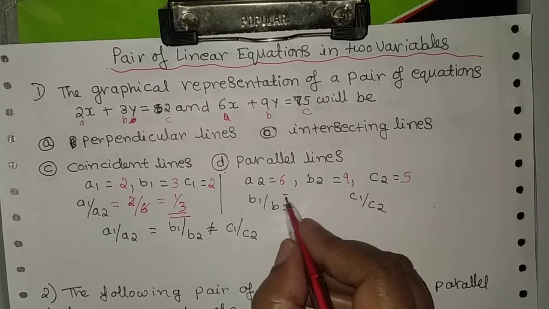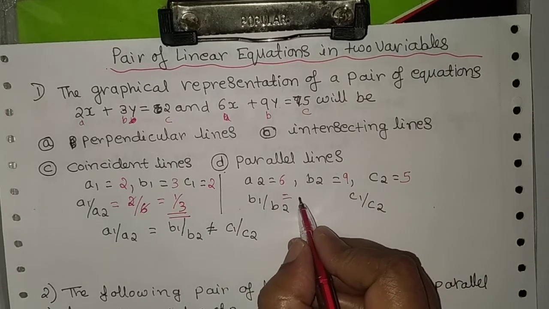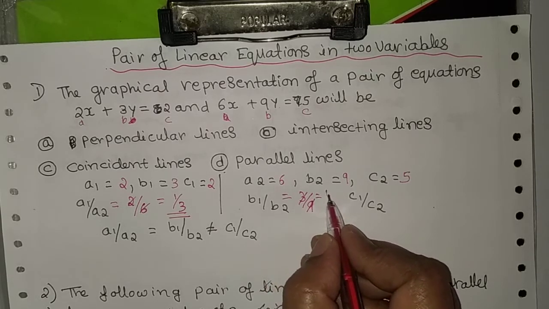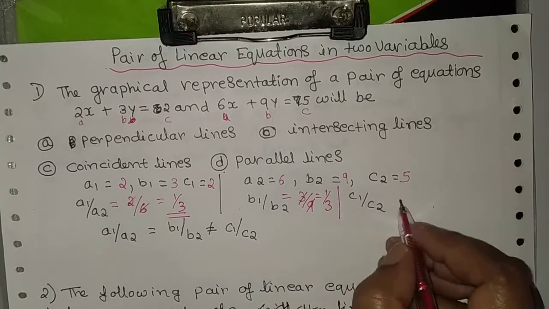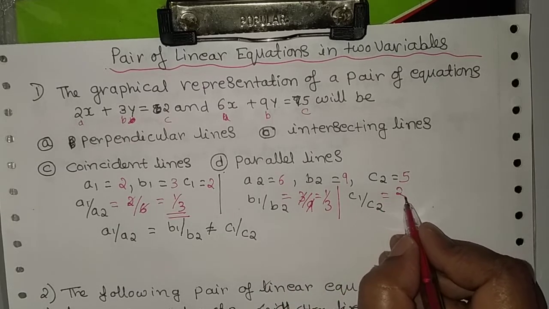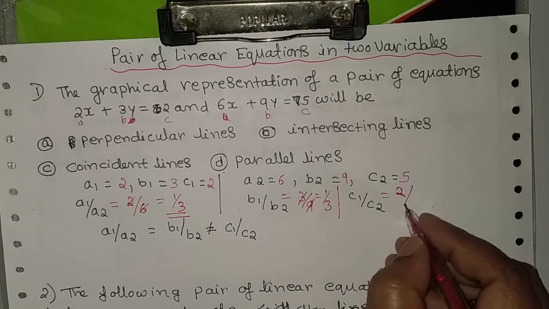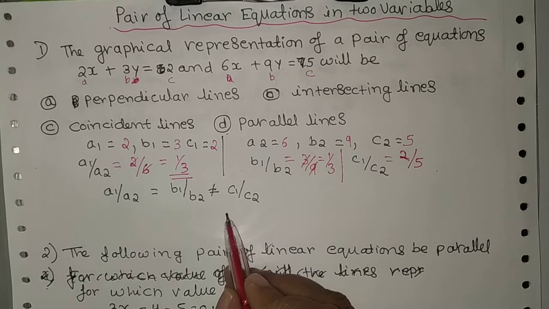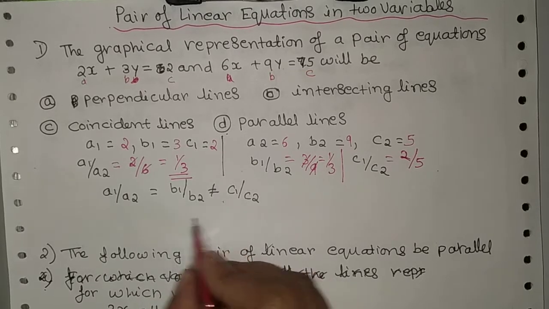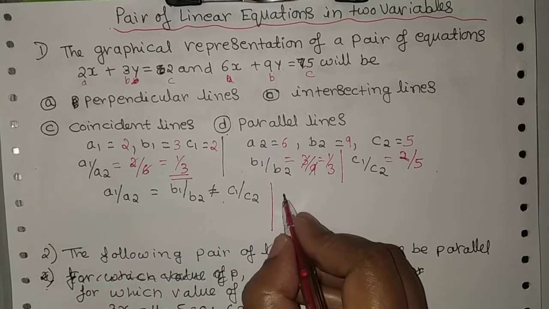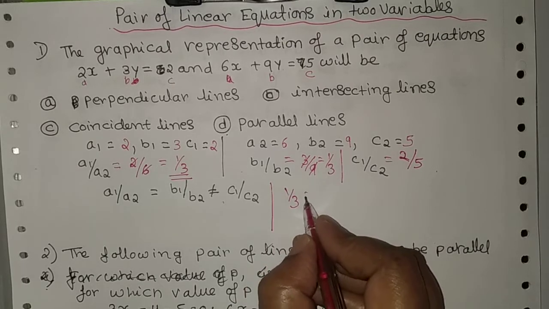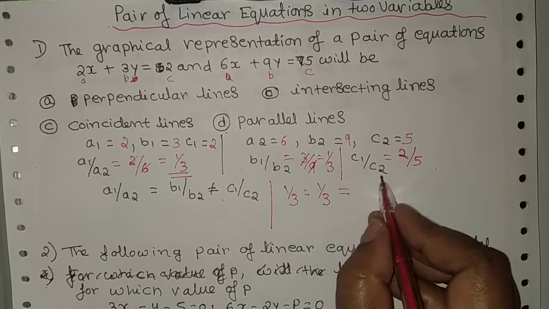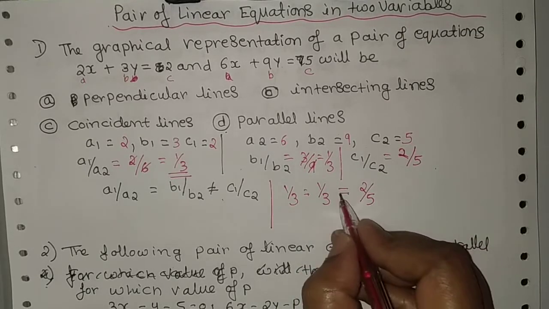Next b1 by b2, what is b1? 3. 3 by 9, that is 1 by 3 we are getting. Next c1 by c2: 2 is c1 and c2 is 5. Here I will write a1 by a2 is 1 by 3, b1 by b2 is 1 by 3, which are both equal. Then c1 by c2 is 2 by 5, which is not equal.